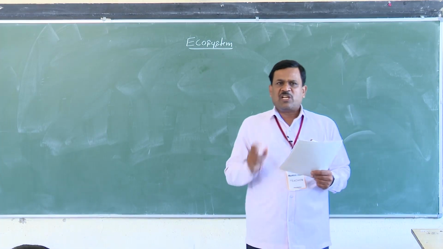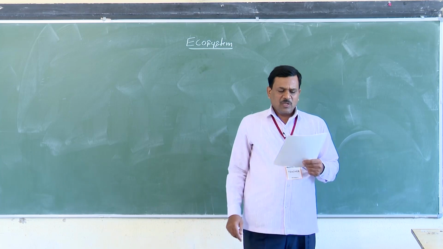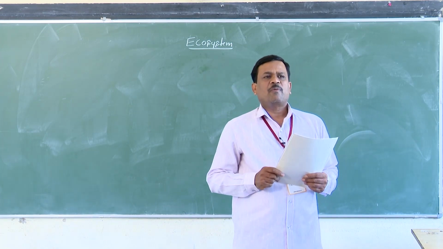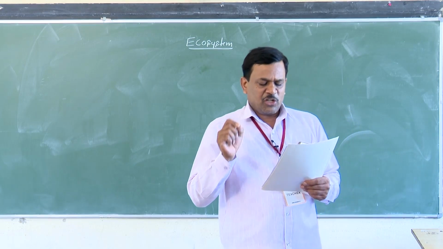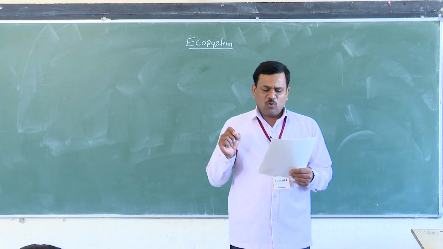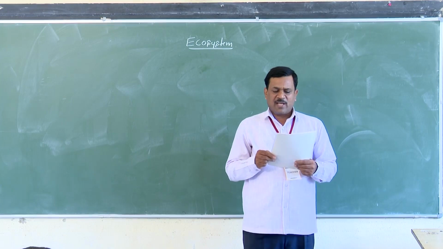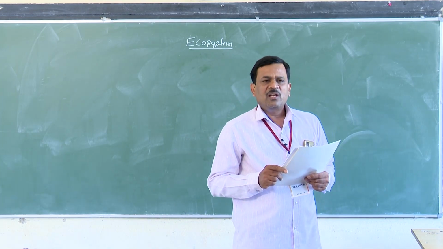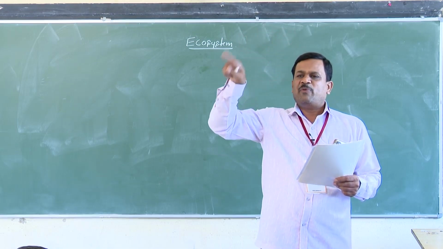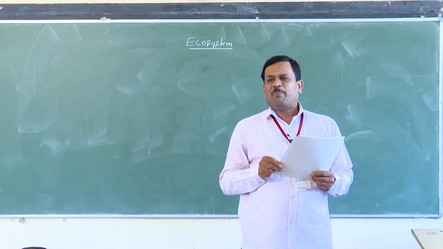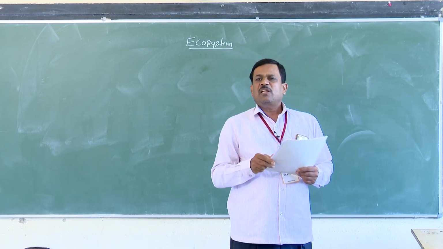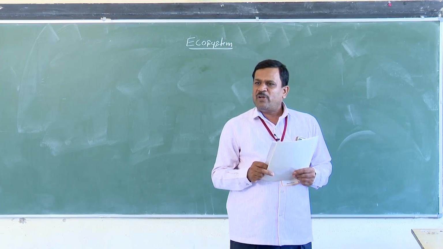In an ecosystem, the rate of production of organic matter during photosynthesis is termed as gross primary productivity. Gross total productivity. Through photosynthesis, any plant prepares its own food. That food is called gross primary productivity.